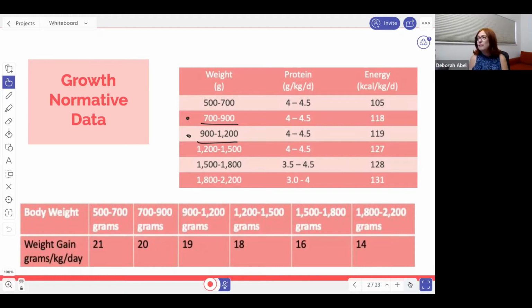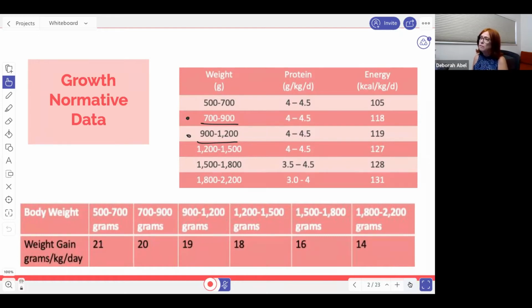Yeah, that's a great question. And as you can see in the protein, it's exactly the same, right? 4 to 4.5. And it's really only 1 calorie per kilogram difference. So they're going to be pretty close. But to kind of help you with that thought, if the baby is growing rapidly and gaining weight quickly, there'd be nothing wrong with thinking ahead for the normative data of the next weight group. That would be very appropriate to do.